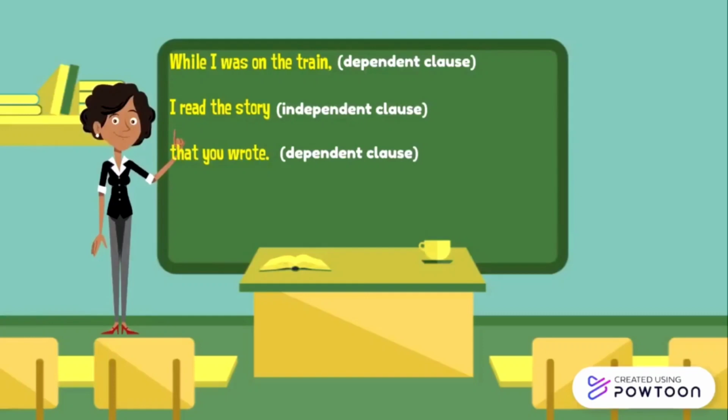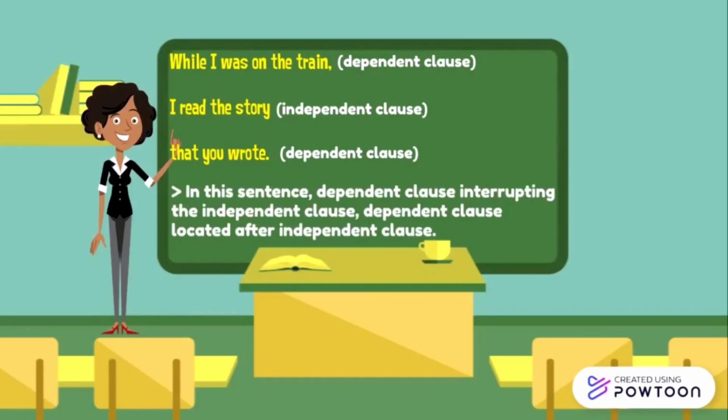While I was on the train, I read the story that you wrote. While I was on the train is the dependent clause. I read the story is the independent clause. That you wrote is the dependent clause. In this sentence, the dependent clauses are located before and after the independent clause.